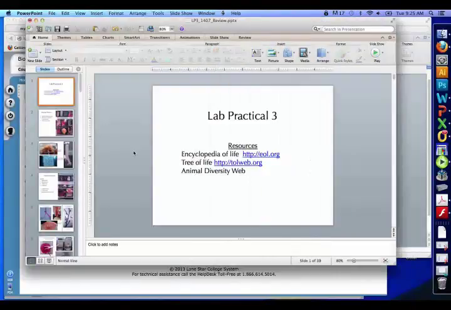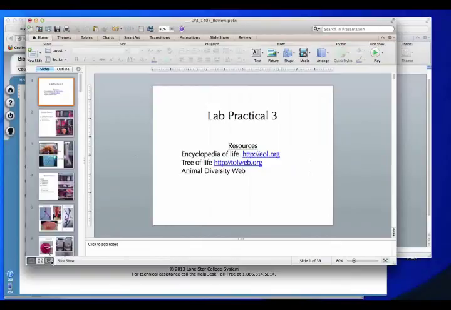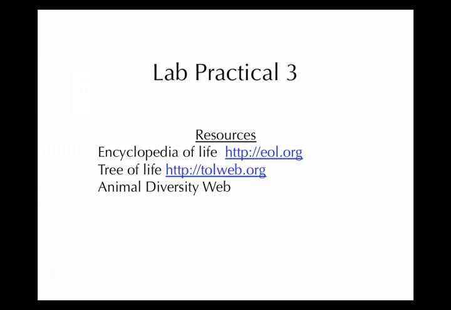Okay, so I want to go over some things for Lab Practical 3 with you. I'm going to split these into little segments. So the first one I'm going to talk about is going to be about the Porifera, the sponges, and the cnidarians and ctenophores, the radiates or Radiata.